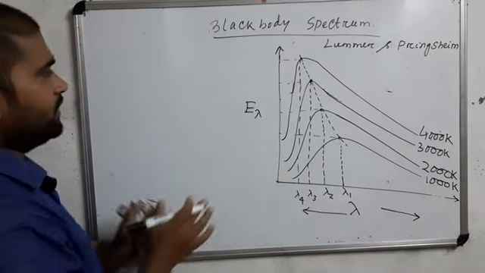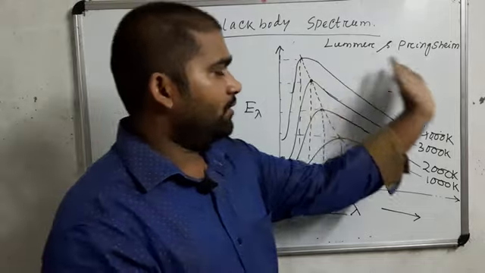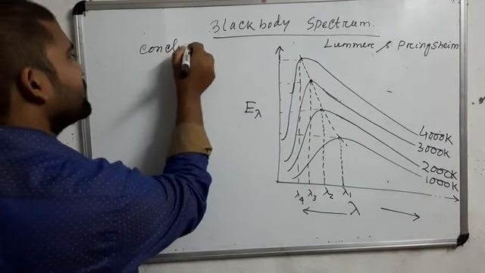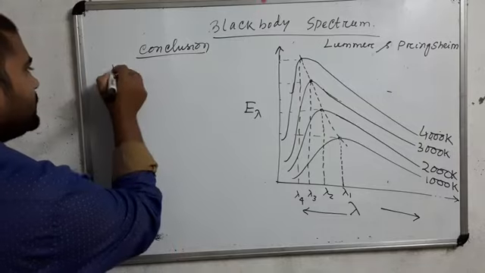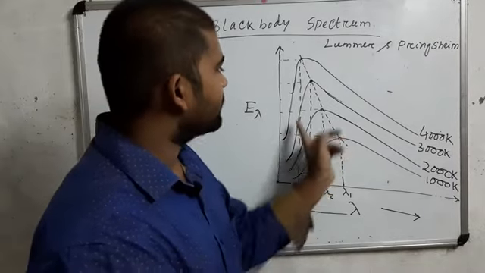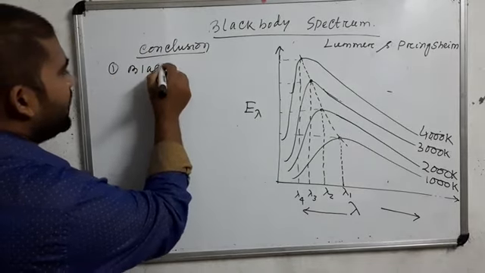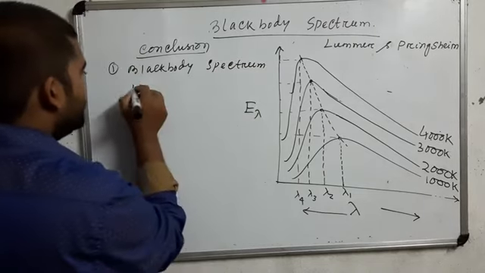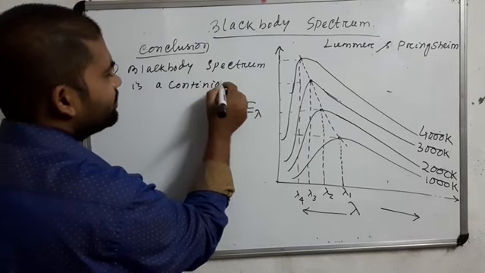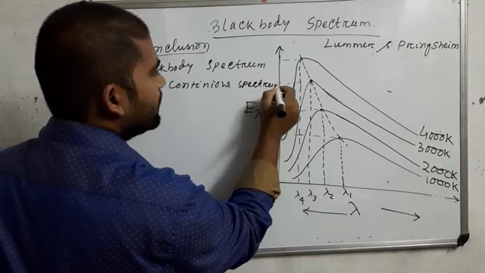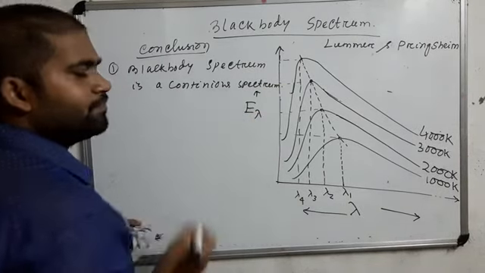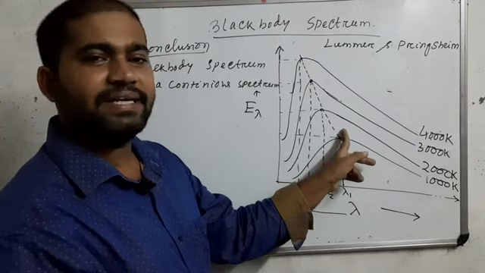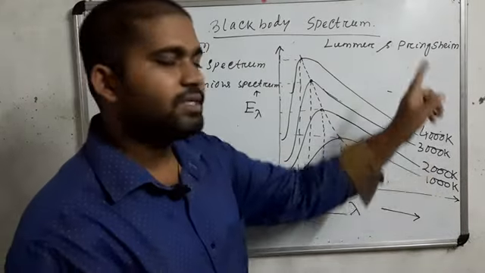Okay, and the different conclusions that from the experimental curve we find are, so what are the different conclusions from the curve? First thing, if we observe the curve, these curves are continuous curves. Okay, so we can say black body spectrum is a continuous spectrum. Okay, second thing, if we observe, the wavelength corresponding to maximum energy state gradually decreases with increase of temperature.